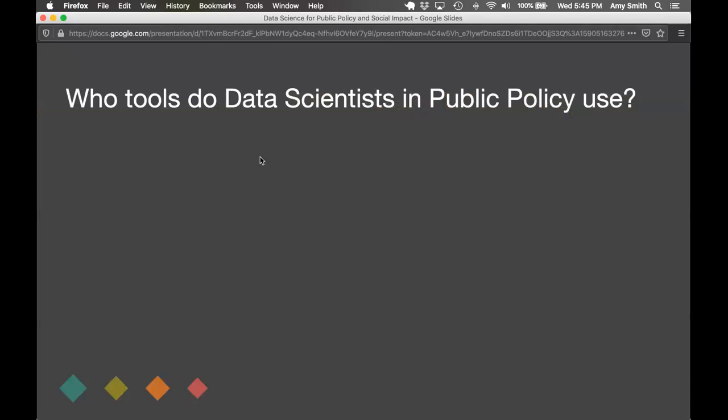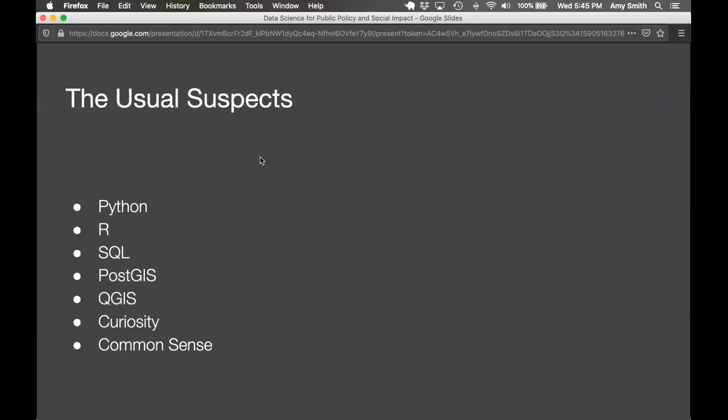So what tools do data scientists in public policy use? Chances are, if you're a data scientist on this call, you share a very similar toolkit. Here are some of the usual suspects. They include things like Python, R, SQL. If you've worked with spatial data, you might be familiar with PostGIS and QGIS. And then add some curiosity and common sense into the mix, and you've got a public policy data scientist.